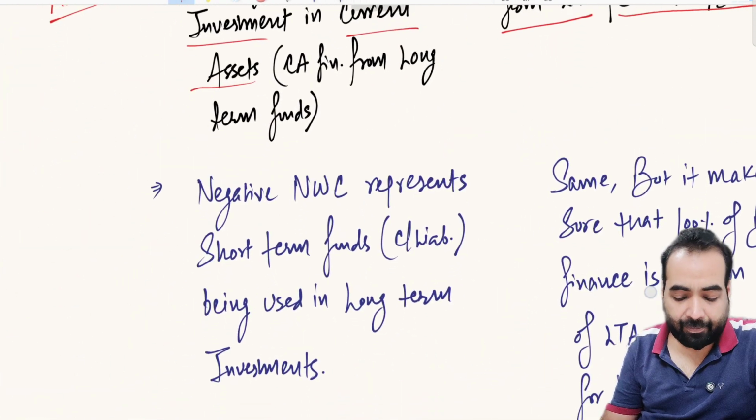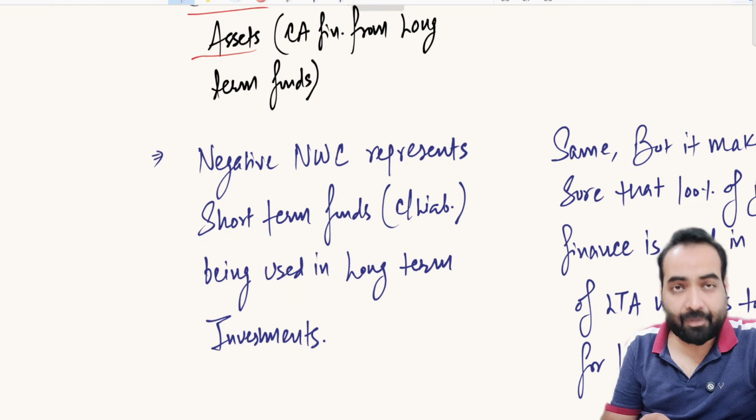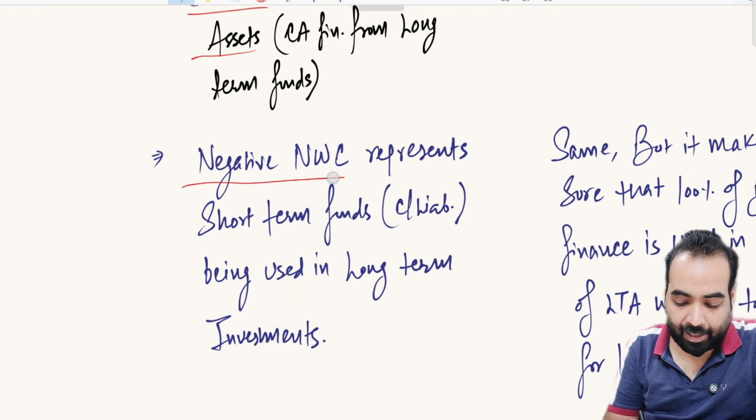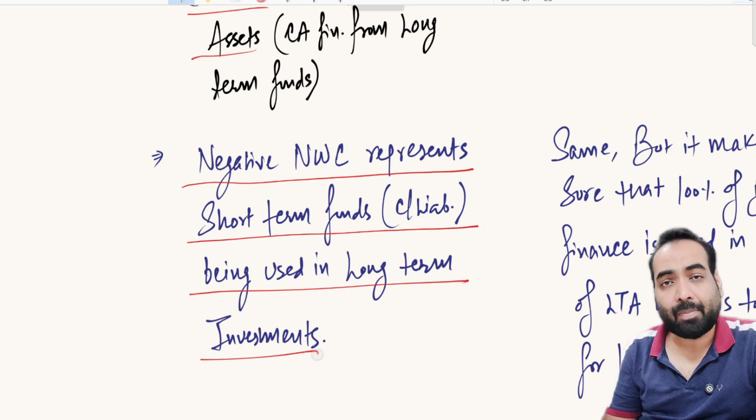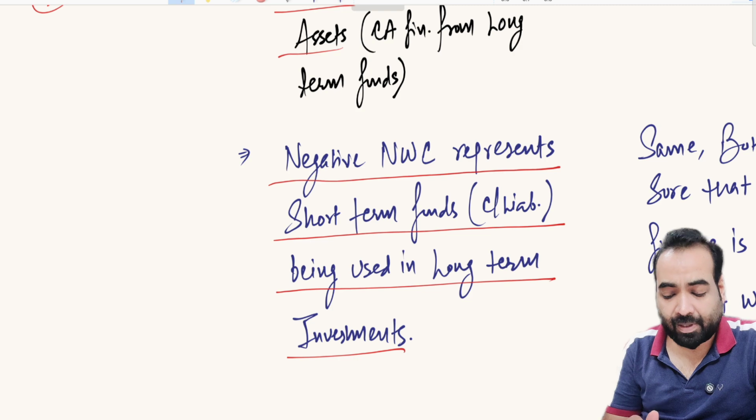Now we come to the negative part. What does negative NWC represent? Negative NWC represents the short-term funds, in other words current liabilities, being used in the long-term investments. Short-term funds, current liabilities, being used in the long-term investments.